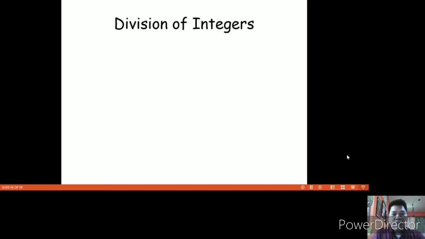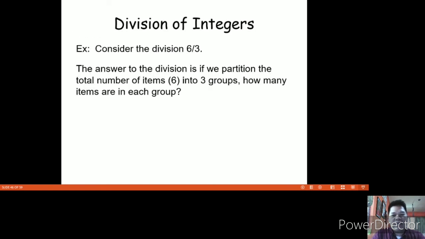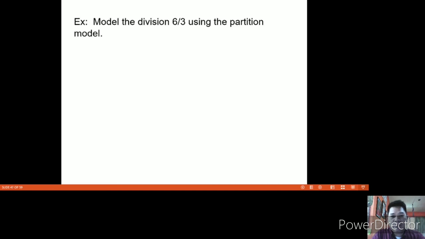So let's now have division of integers. How are we going to divide integers? Example, consider the division 6 divided by 3. The answer to the division is: if we partition the total number of items, 6, into 3 groups, how many items are in each group?